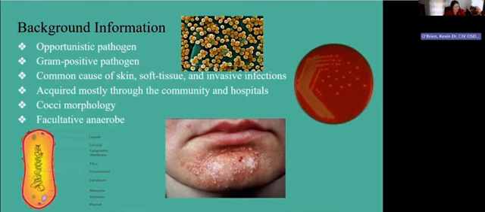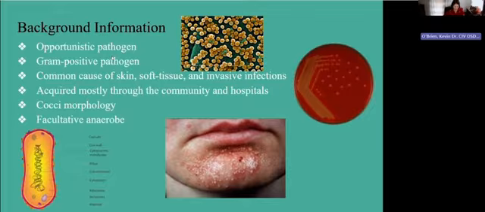Some background information on Staphylococcus aureus is that it is an opportunistic pathogen. It is also gram-positive, and it is a common cause of skin and soft tissue infections, as well as other invasive infections that can result from surgical sites and medical devices such as catheters. It's acquired mostly through the community, through direct or skin-to-skin contact, from surfaces, as well as hospitals.